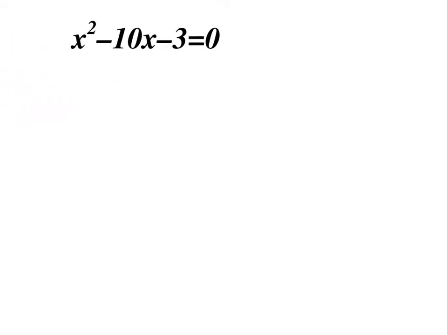This one's not in the correct form. We need to have the x squared and the x on the left, but we don't want that plus 3 there. So how about we add 3 to both sides?